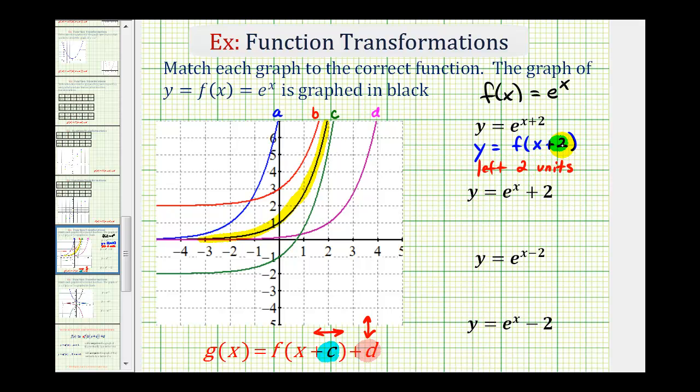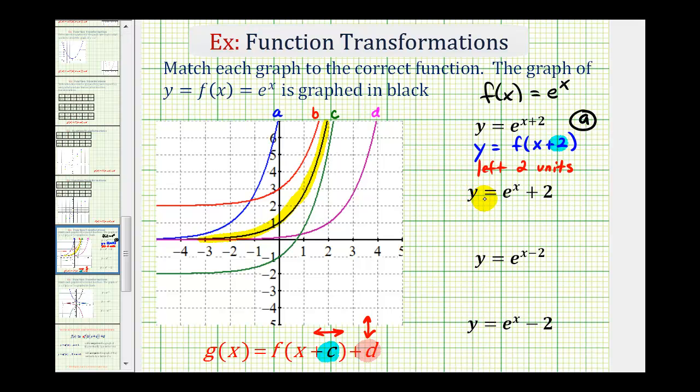Remember, the horizontal shift is in the opposite direction that you might think. C is positive, the graph is shifted left. So looking at our graphs, notice that the blue graph is 2 units left of the black graph. Therefore, this first equation would produce graph A.